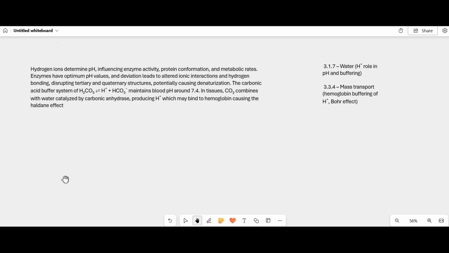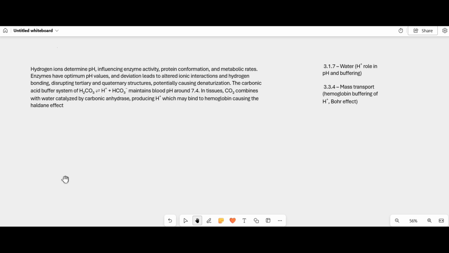And then you've got the carbonic acid buffer system, which is obviously a little bit of extra information, but basically the blood has to maintain its pH level. By doing that, the carbonic acid inside the blood, which is formed from carbon dioxide dissolving into it, splits, because it's a weak acid, into H plus and HCO3 minus, and that's going to maintain blood pH at 7.4. You should know that blood pH is around 7.4.